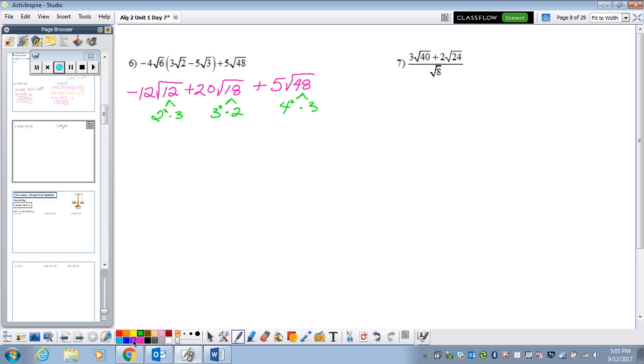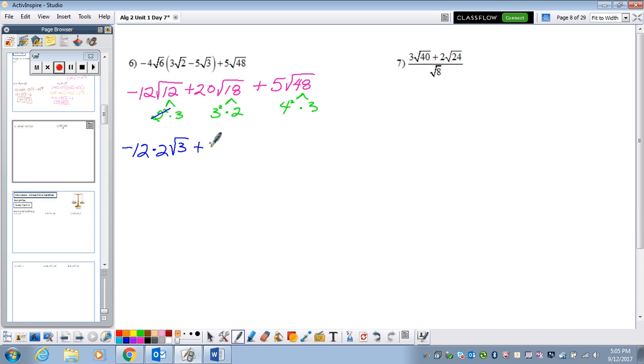Now that I have that, I'm going to start making some combinations. Don't forget these terms are sitting out here. They need to be brought along for the ride. So negative 12 times the square root of 2 squared times 2. And then the trash left behind is the square root of 3.